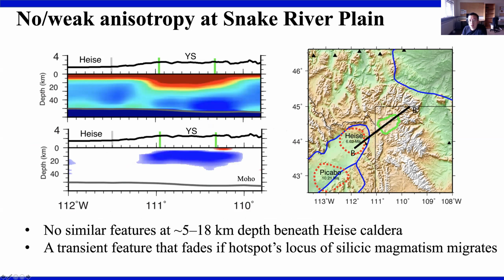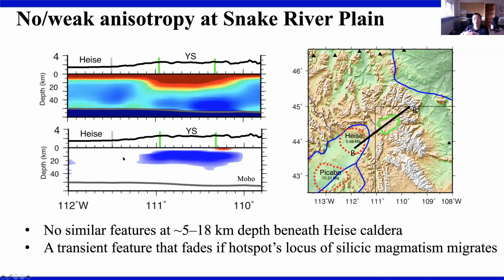So this cross section actually extends a little bit to the eastern part of the Snake River Plain, particularly the Heise Plateau. You can think of this shaded region as the Yellowstone of about 6 million years ago. The interesting thing is that if you look at the anisotropic feature, it's gone. So I think this probably indicates that the anisotropic feature is indeed related to the melt.